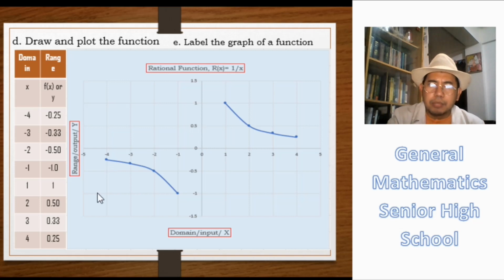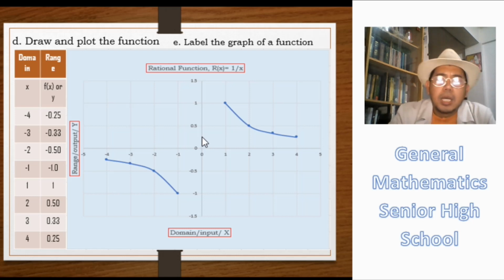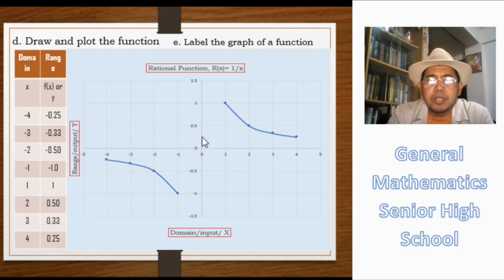Now what about if I have my x to be positive 4? My y would be 0.25. So here is my positive 4. The point is located in here, and it corresponds to 0.25 as my y. So that is how to graph the basic function f of x is equal to 1 over x.